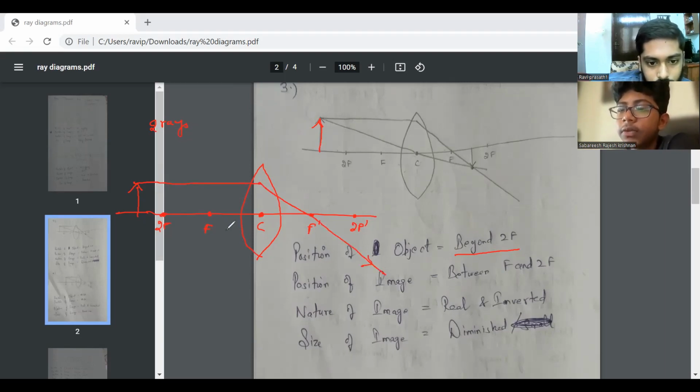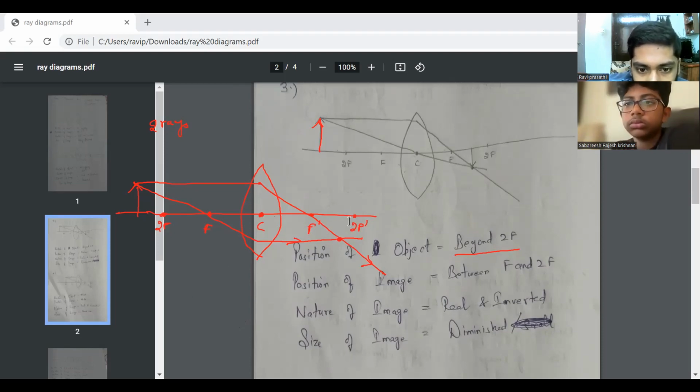Clear? Okay. Now I'm going to use the second law. What is the second law? Ray passing through focus will emerge out parallel. Now these 2 rays have met at a point. Now draw an arrow mark towards that point. Clear? This is your image formation.